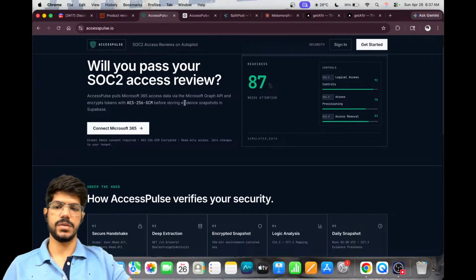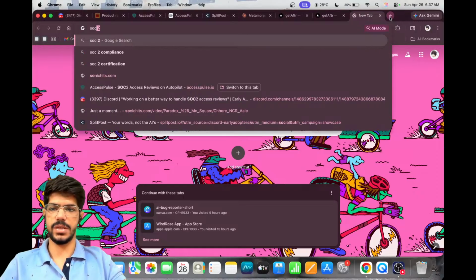SOC2. Okay, so what some of you may not know is what SOC2 means. I actually didn't know either. So SOC2 is a sort of compliance about multiple things actually. Let's just pull it up.